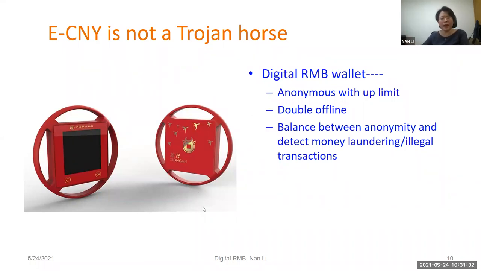And on the other hand, we want to make sure that we can still trace large amounts of illegal transactions or money laundering. So the idea of anonymity with a limit is to find a balance between the anonymity that the public asks for and the need to detect money laundering or illegal transactions. On the other hand, if you think about payments made through Alipay or WeChat Pay or any kind of mobile or online payment system, theoretically they are traceable. They are not anonymous. Your information can be traced to your account. So this digital RMB wallet is actually the only kind of digitalized payment method that can meet this preference of the public for anonymity.